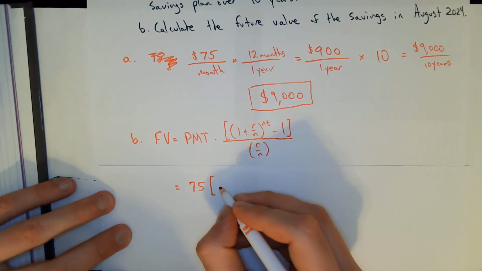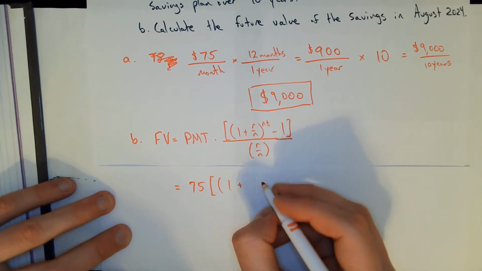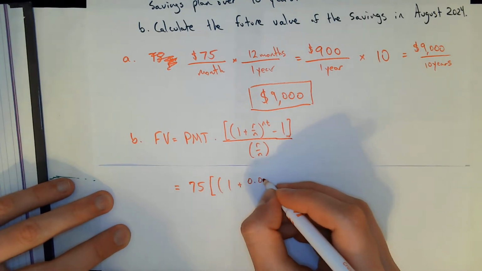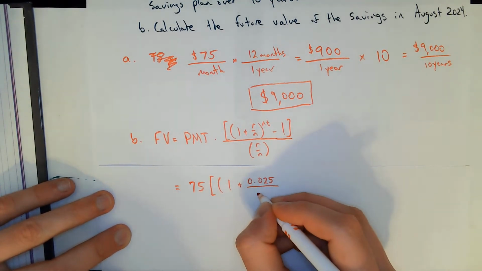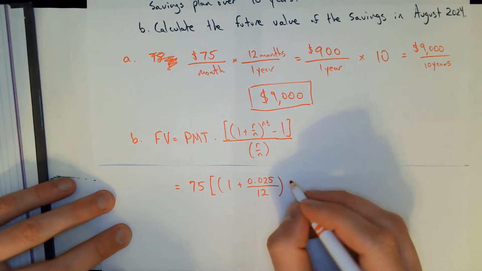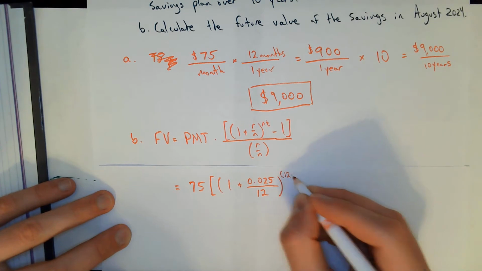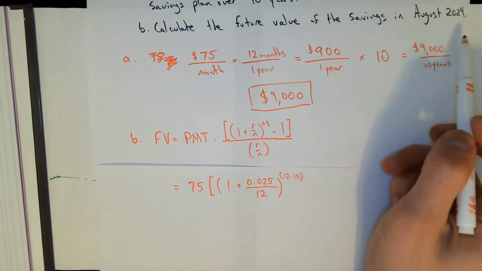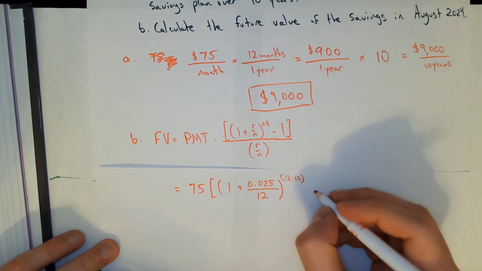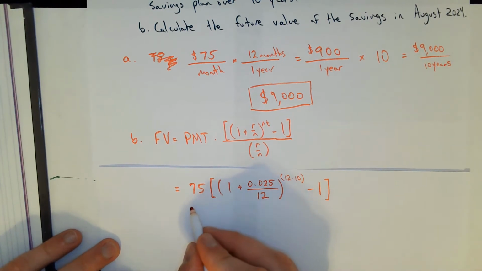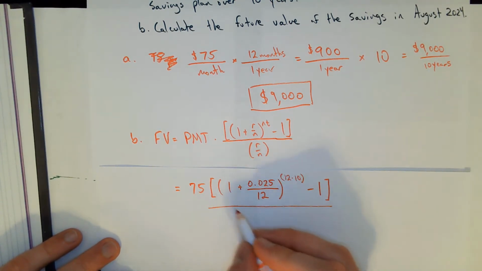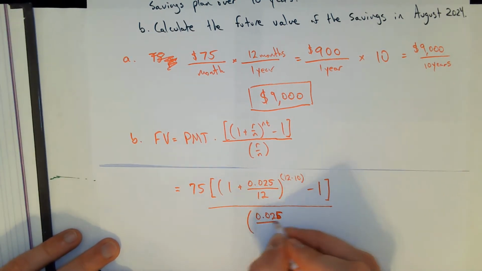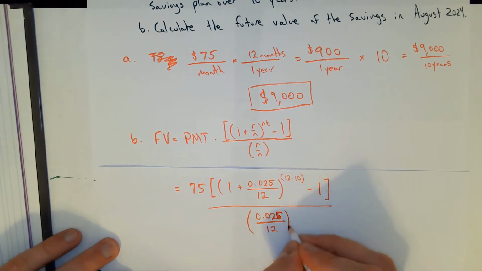So we'll say 1 plus 0, what was the interest rate? 2.5%, so that'll be 0.025. And then over 12, because this is happening monthly, raised to 12 times 10, because we're still talking about 10 years, right? The future value in August 2024, and it started in August 2014. And then minus 1, I forget that minus 1, all over the rate, 0.025, over n, which is 12.